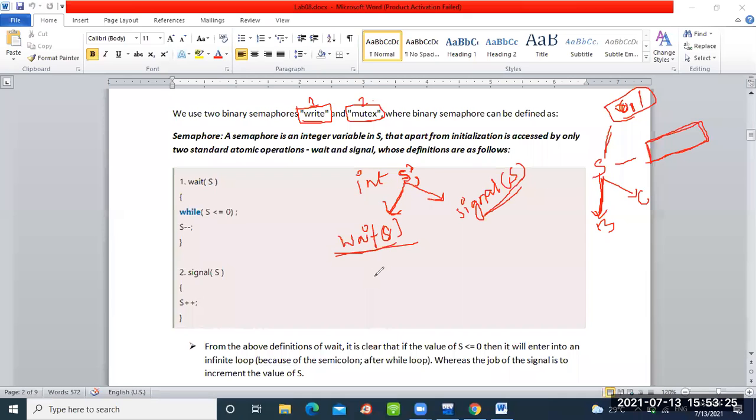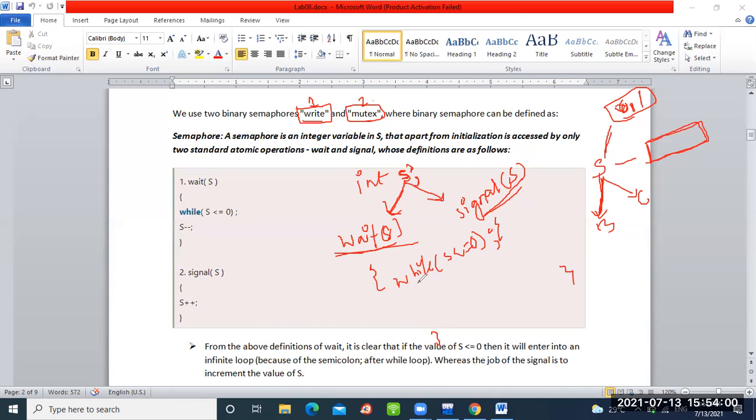When we call wait of s, what will happen, and when we call signal of s, what will it perform? Whenever I call the wait of s function, first it will check while value of s is less than or equal to 0. Immediately after the while I have a semicolon, like we have studied in the two-process solution. This is like a trap.